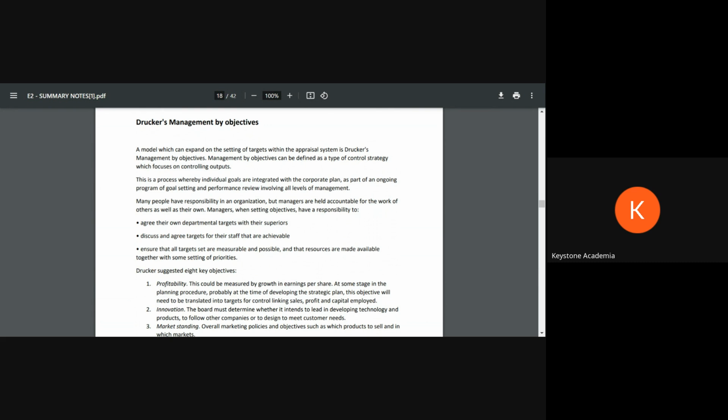So he suggested 8 areas for objective setting, that they should follow all these areas. They should think about profitability.